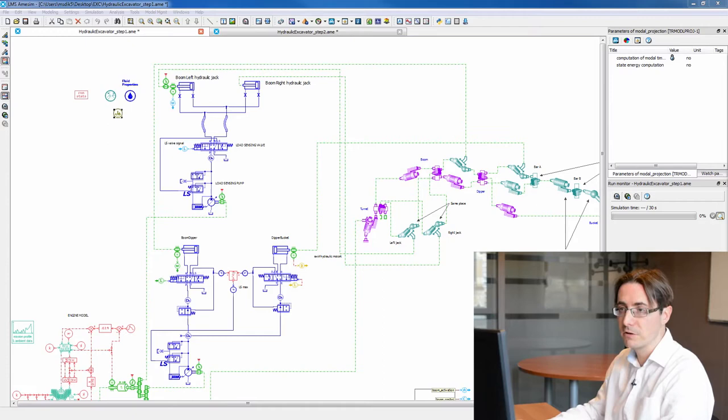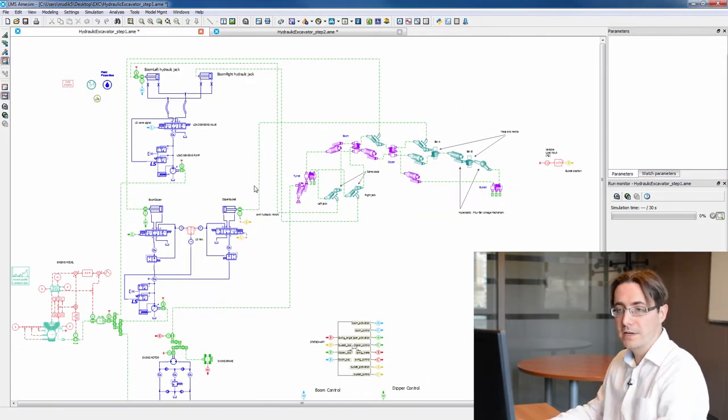The second step will be to present the methodology of model reduction together with the different tools that support this methodology. And as a third step, I will explain how we can use this real-time model within the LMS Imagine.Lab Amesim environment. So the first step is to present the actual model of the hydraulic excavator.